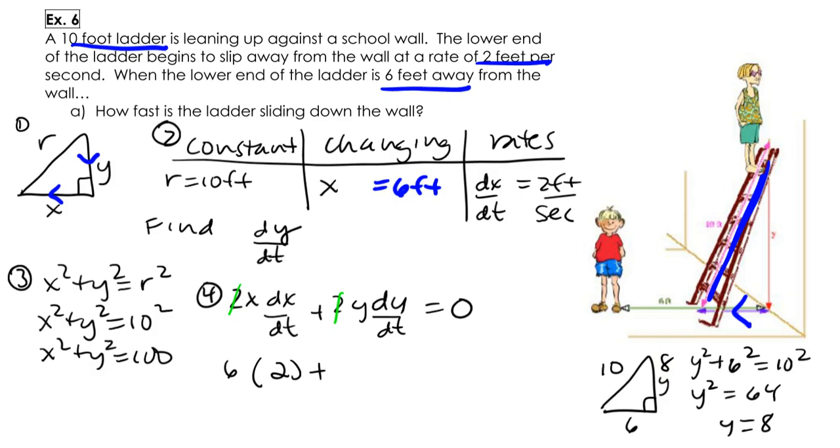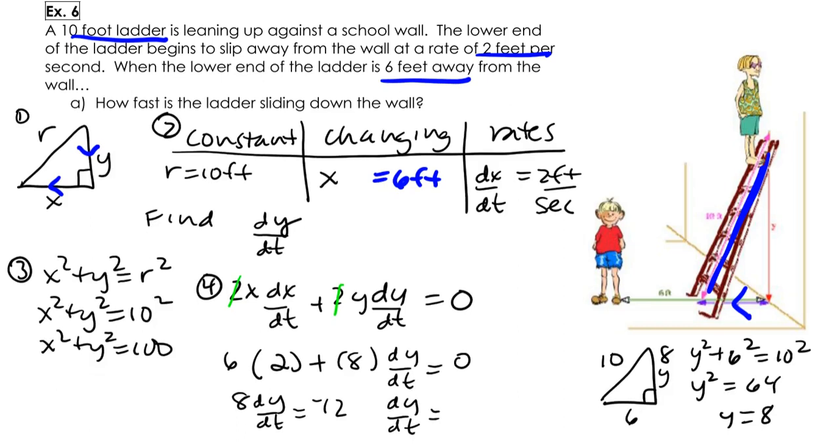Okay, so now we can go over here and say, well, y is 8, and dy/dt is what I want to find. So now I have 8 dy/dt. I'm going to throw this 12 to the other side. So dy/dt is, okay, this will reduce to -3/2. What units go on it? Well, y is measured in feet and time is measured in seconds. Okay, going on. So the ladder problem is a pretty popular one. Wanted to make sure you got that one.